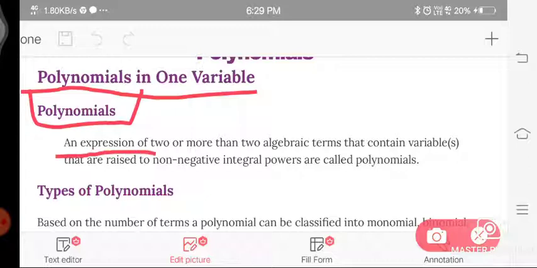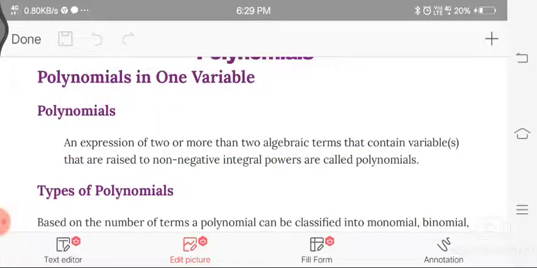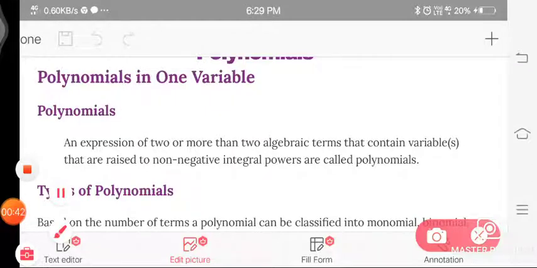An expression of two or more algebraic terms that contain variables that are raised to non-negative integral powers is called a polynomial. So what does that mean? It means any two or more algebraic terms that contain variables raised to non-negative integral powers are called a polynomial.